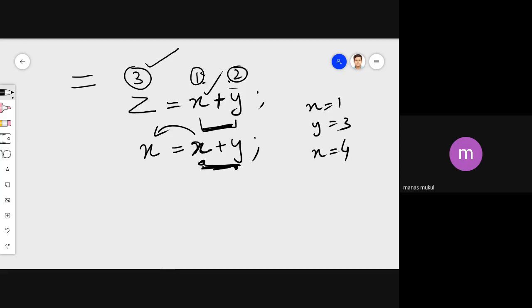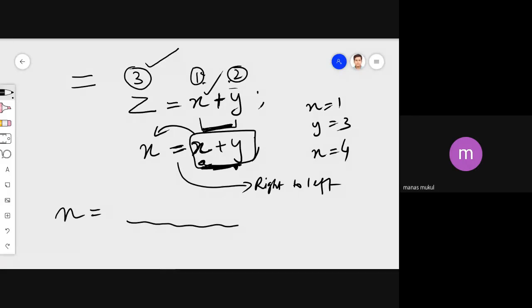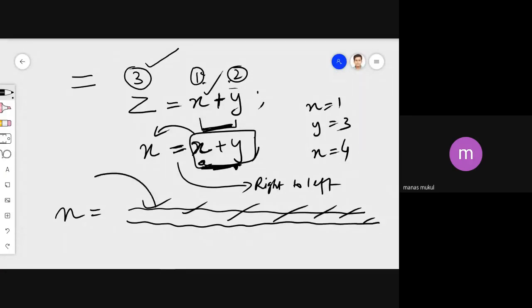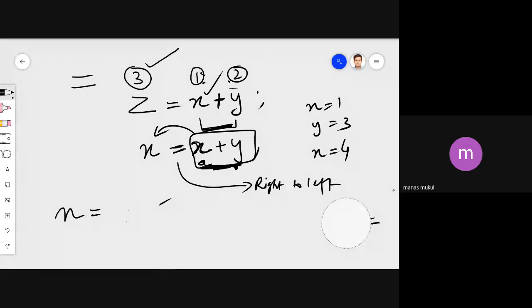Now, always remember that the assignment operator will always work from right to left. So the right side will always get evaluated first. If you have x is equal to a very complex expression, this complex expression will first get evaluated, and only then will the value flow into the variable x.